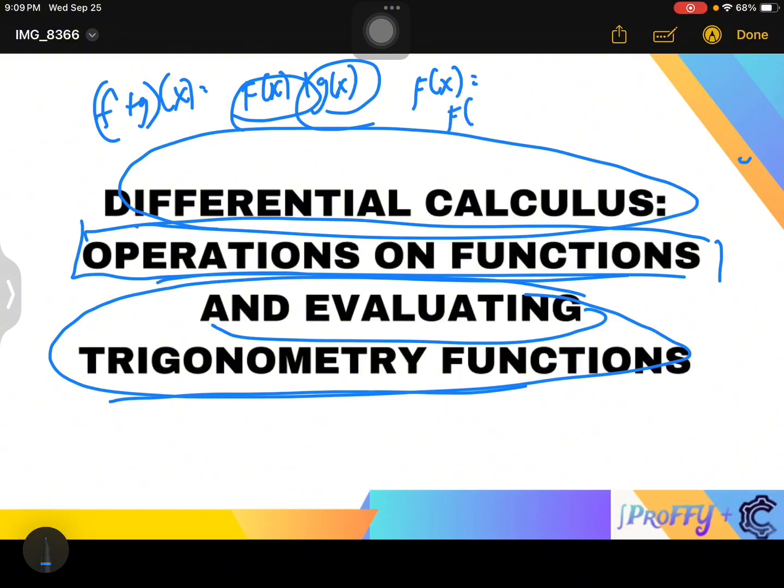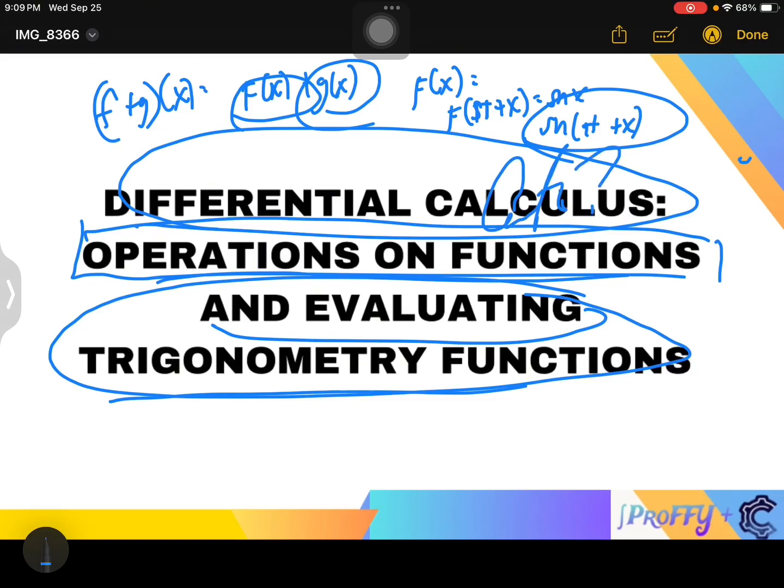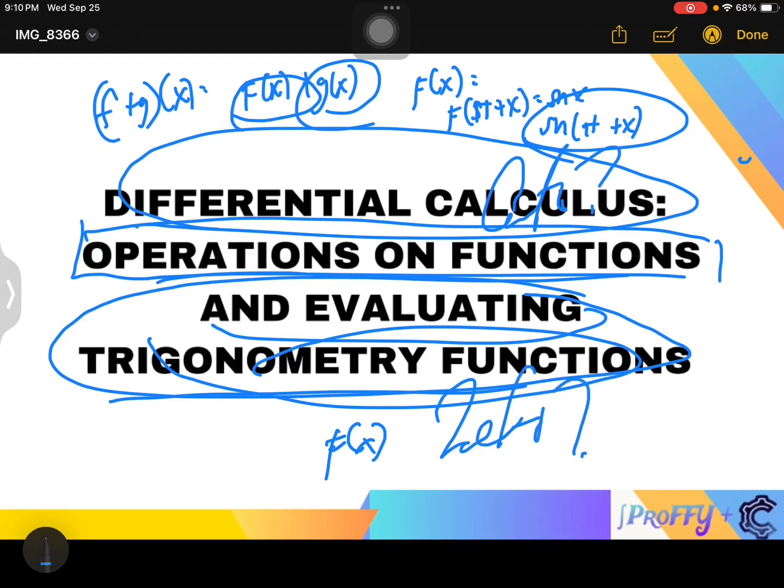Let's say f of sine pi plus x is equals to sine of x. Bali, sine of pi plus x, substitute lang siya guys. Gets? So, ganun yung operations on functions and evaluating trigonometric functions, which is the f of x. Gets? So let's proceed for the first equation.